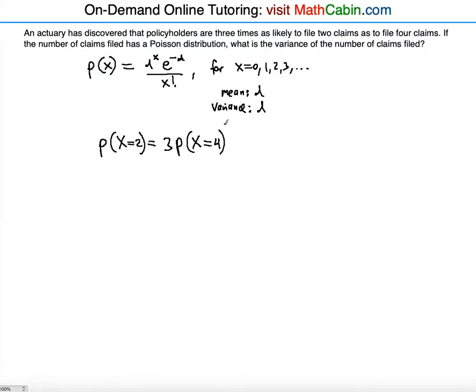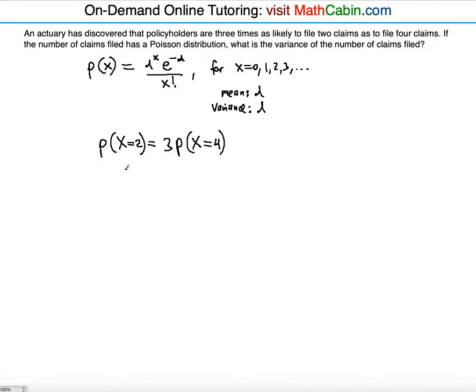And again, you should really understand the wording. It says policyholders are 3 times as likely to file 2 claims as to file 4 claims. So it means you have to multiply the probability of filing 4 claims by 3 to get the probability of filing 2 claims. This is basically the wording in proper English here.